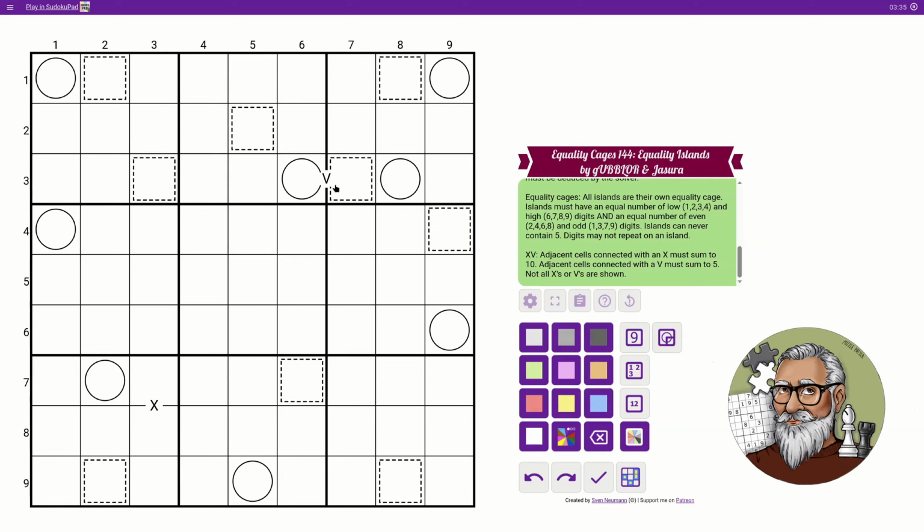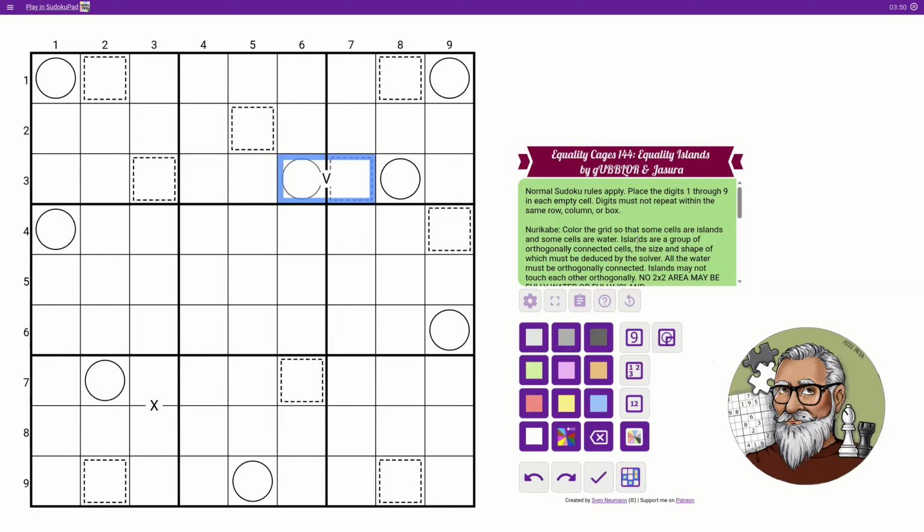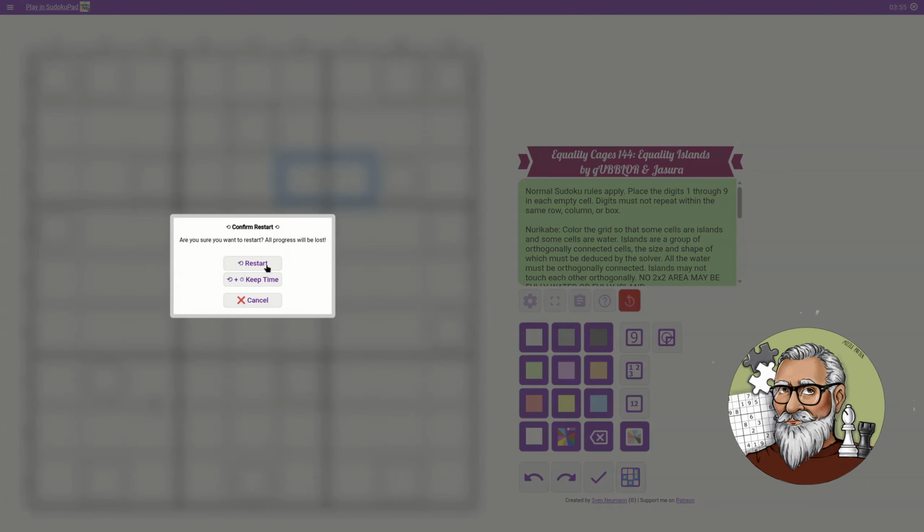XV. There's a V and there's an X. Adjacent digits connected with an X must sum to 10. Adjacent cells connected with a V must sum to 5. Not all X's and V's are shown, so there is no negative constraint. All right, a sip of tea. Restart.